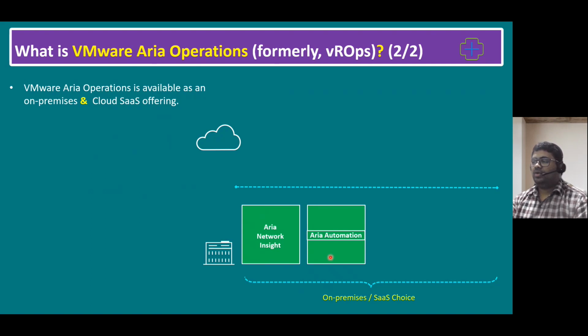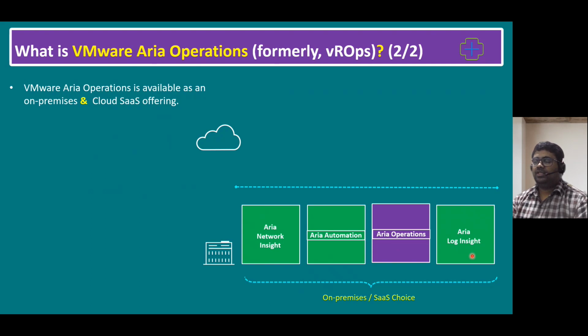Okay, and we also have the automation. This one we are already familiar with, we talked about it in our previous sessions. Aria Automation means vRealize Automation, and this is our actual tool, VMware Aria Operations, and Aria Log Insight. The previous name is vRealize Log Insight. Okay, these are the on-premises tools.